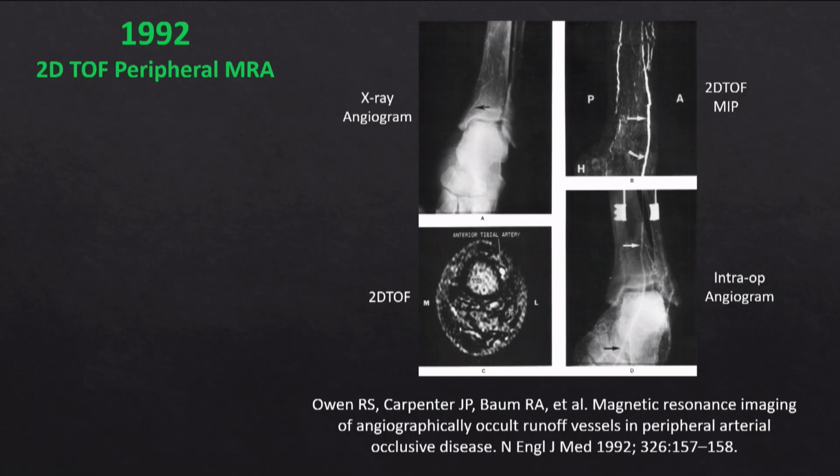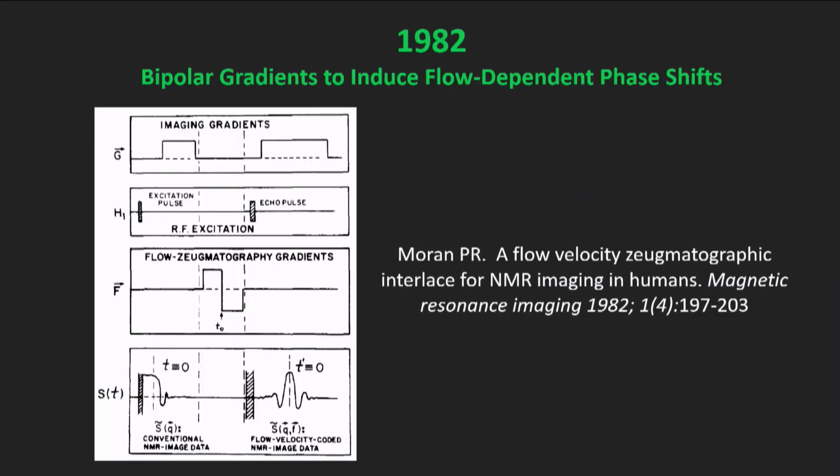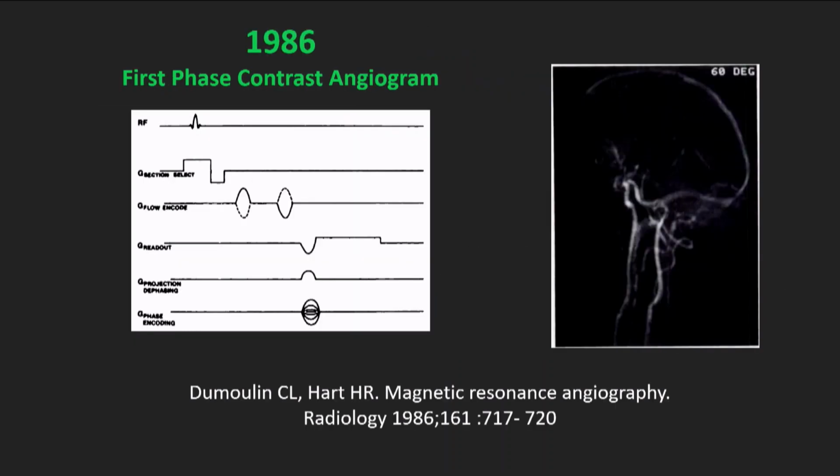And of course, we've seen peripheral MRAs not used as often because of CTA, but still used quite a bit. Phase-contrast MRA, we can date back to 1982 when Paul Moran showed that bipolar gradients could induce a phase shift that was dependent on flow. And then Chuck Dumoulin pioneered this work in 1986, showing that by taking these bipolar gradients and doing image subtraction, you could create phase-contrast angiography.